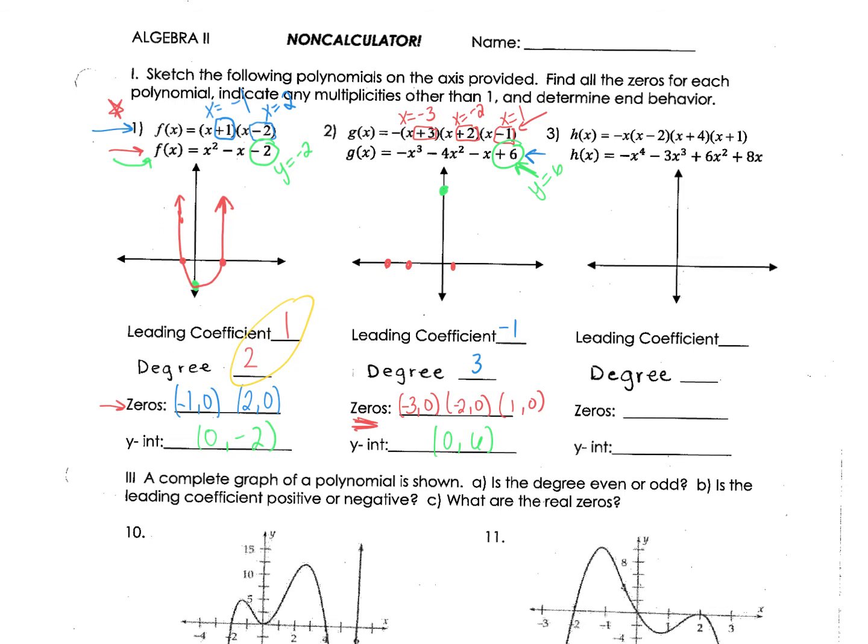So looking at it, I have a negative leading coefficient and an odd degree. So my first arrow will be pointing up on my most left point, and on my most right point, my arrow will be facing down.